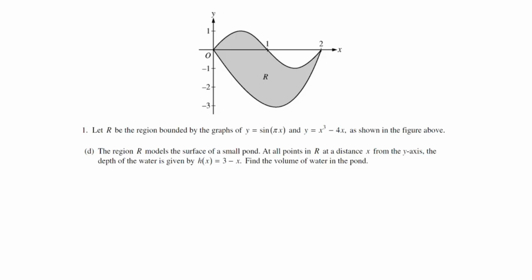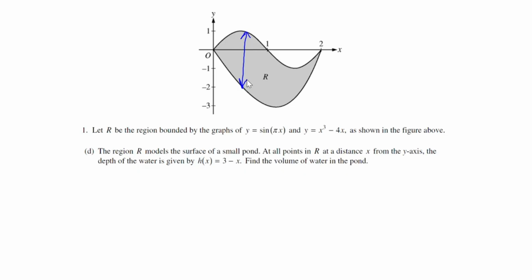In part D, it says that region R now models the surface of a small pond. And at all points in R, a distance of x from the y-axis, the depth of the water is 3 minus x. We want to find the volume of the water. Well, this is basically just a cross-sectional area problem here. The volume would be the depth times this distance across the region once again, right? Because we're looking for the volume of the water, right?